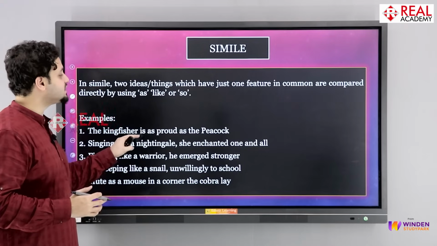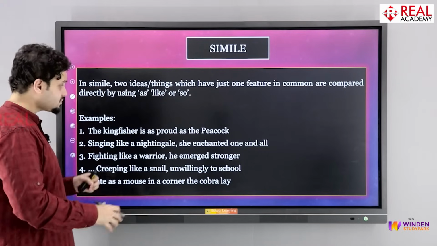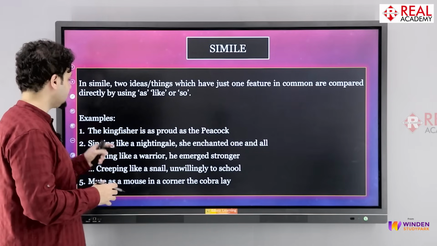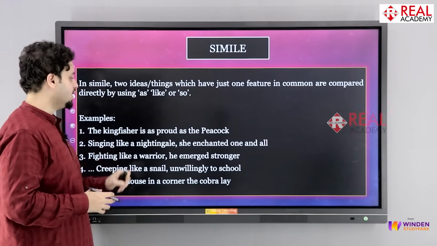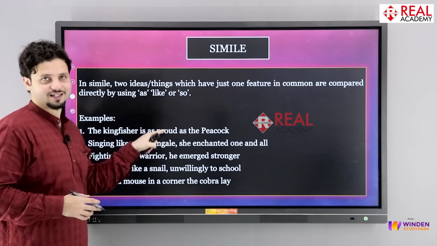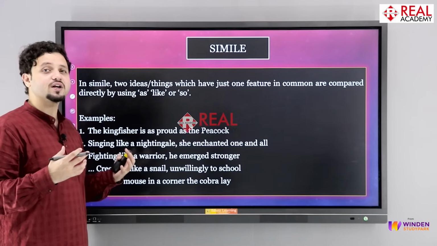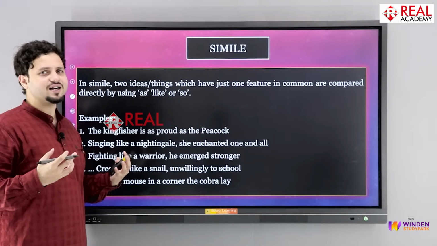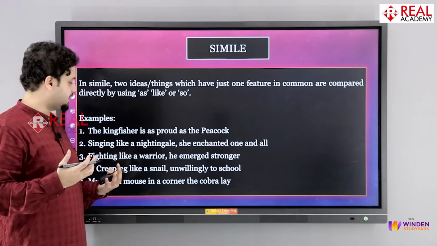The kingfisher is as proud as the peacock. In this sentence, you can see that the kingfisher is compared to the peacock by using the word "as". If the word "as" is used for comparison, that is called direct comparison. Then it is called a simile.